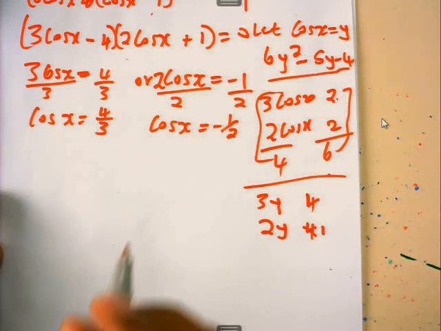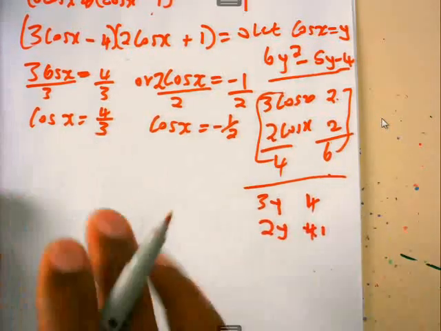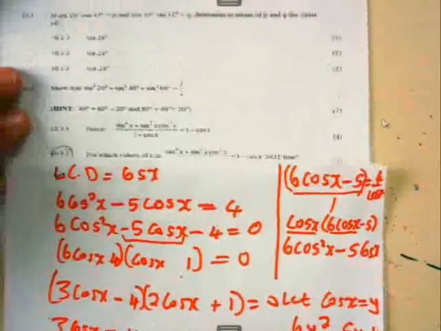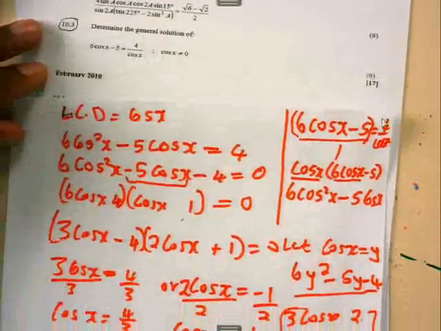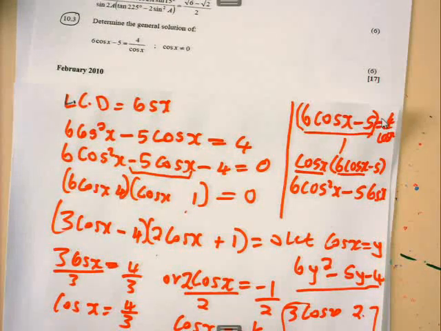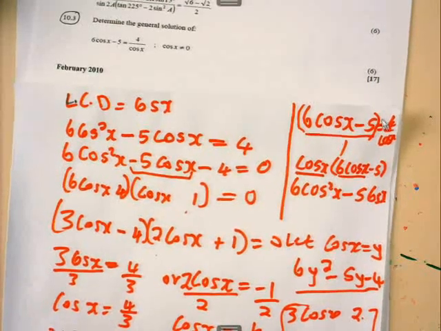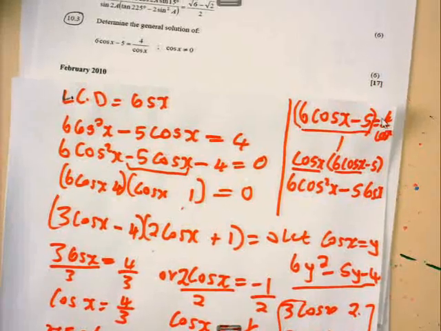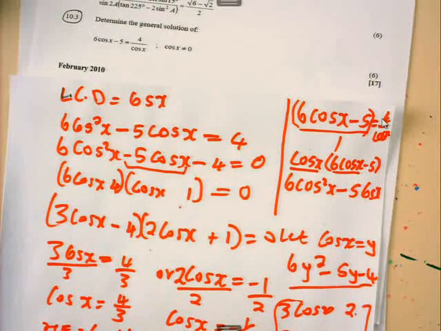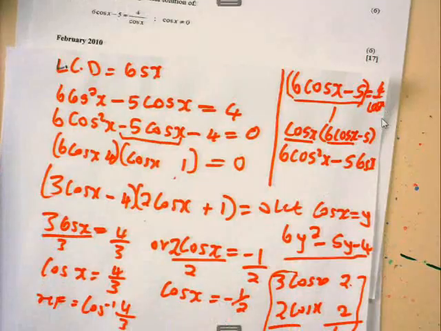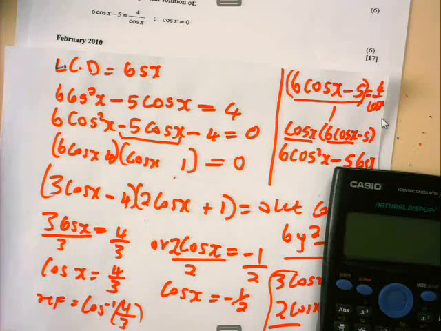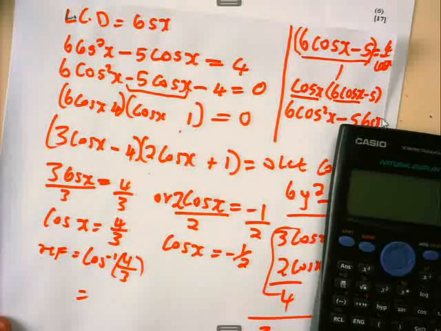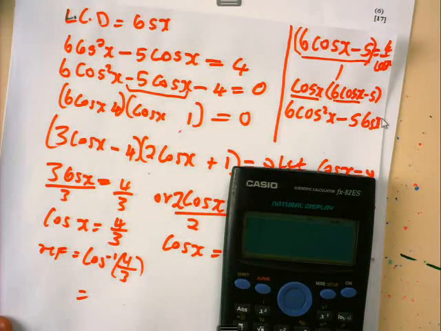Right. Now, boys and girls, let us look at this one. What was the question here? The question was to determine the general solutions. Let me start with this one here. What is the reference angle? That is the inverse of 4 divided by 3. Very interesting question here. What is 4 divided by 3? It says maths error. Let us look at it now.